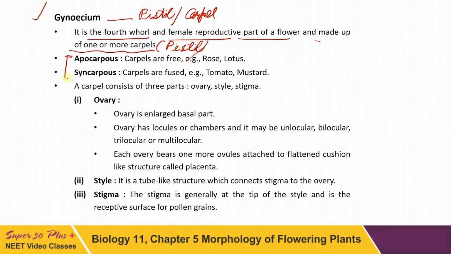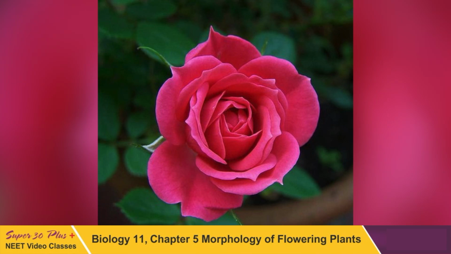Two important terms, apocarpous and syncarpous. You see that this is one flower here, and there are so many carpels. These are the carpels. So what are you seeing here? This is one flower, and the flower has many carpels. The carpels are 5. For gynoecium we write G, so there are 5 carpels. All carpels are free, they are not united. Apocarpous: carpels are free, as is found in the case of rose and lotus.